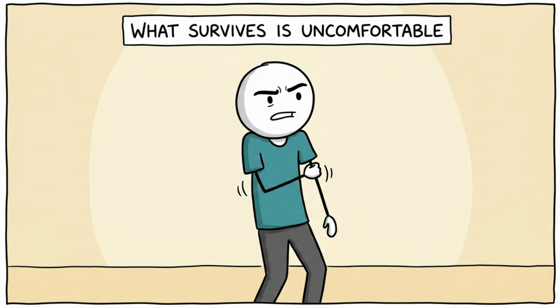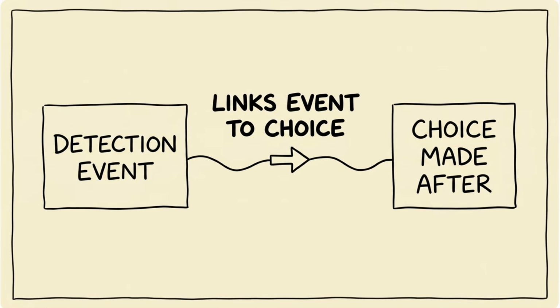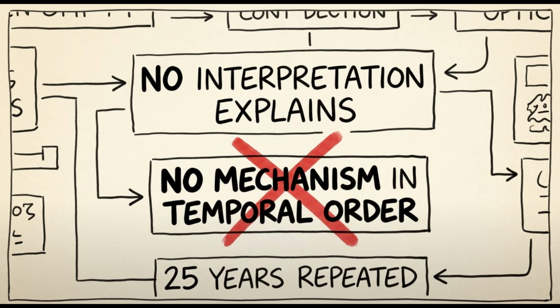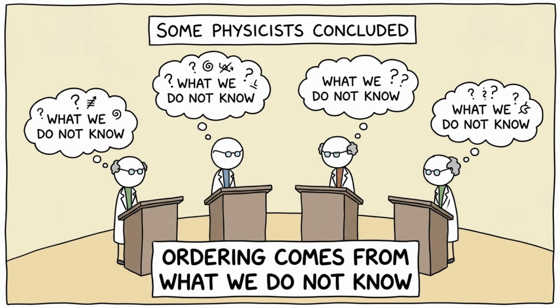What survives, after all the debunking, is uncomfortable in a specific way. The correlation is real. It links a detection event to a choice made after it. No interpretation explains it with a mechanism that runs in temporal order, and the experiment has been repeated for a quarter of a century without that changing. If a correlation exists between two events and no time-ordered mechanism connects them, what is the ordering doing there? Some physicists have concluded the ordering comes from what we do not know.